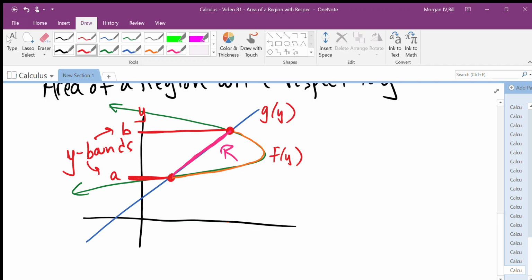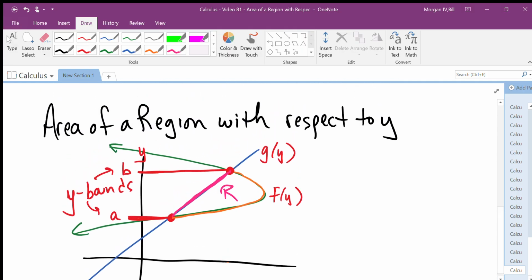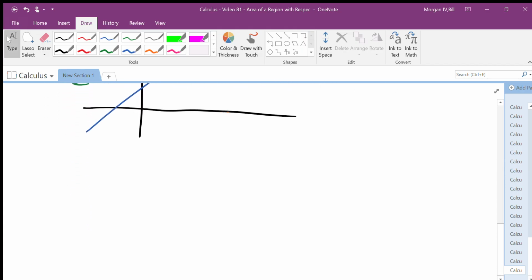Meaning that when you write them out, you'll see them like x is equal to 2y squared minus 4y, or x is equal to 7y. The function is in terms of y, as opposed to a function being in terms of x. Okay? So if you ever see this sort of situation, consider finding the area of the region with respect to y.